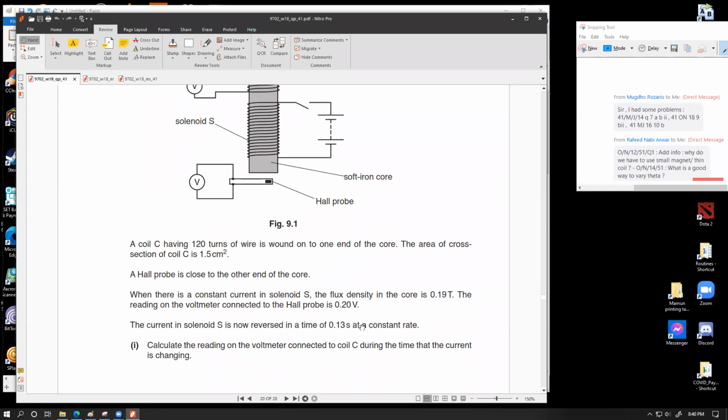Okay, they didn't mention the current, but they have said that for a certain constant current, we have these values. The current in the solenoid is now reversed within a time of 0.1 second at a constant rate. Achha, reverse means within 0.05 second they made it 0, and then within the next 0.05 second they made it in the opposite direction maximum. Okay.